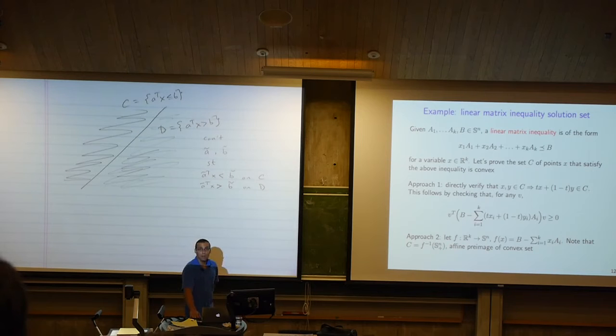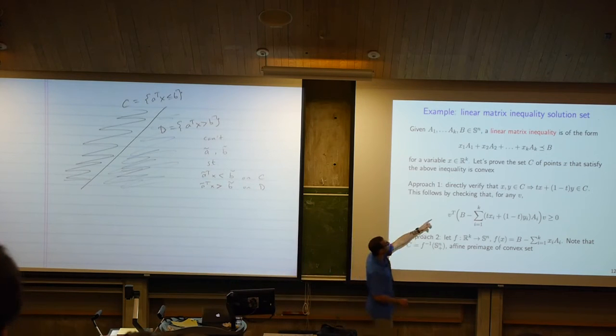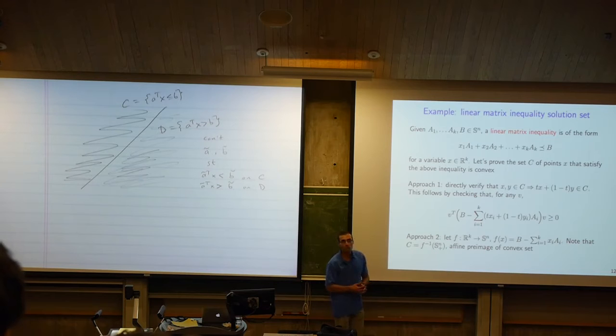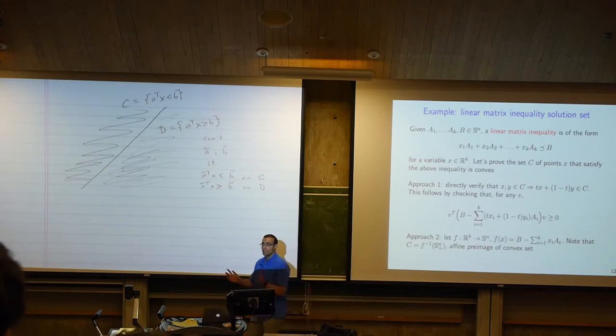look at an example of how we use these properties. This is something called a linear matrix inequality. If you are interested in SDP programming, or SDPs, and/or you'll be forced to be interested in SDPs because we'll cover them in this course, then you'll see inequalities of this form. This is an inequality in a variable x, given matrices A1 through AK and a matrix B. And all I'm going to tell you is that these matrices are symmetric. They don't need to be positive. There are symmetric matrices A1 through AK and a symmetric matrix B.